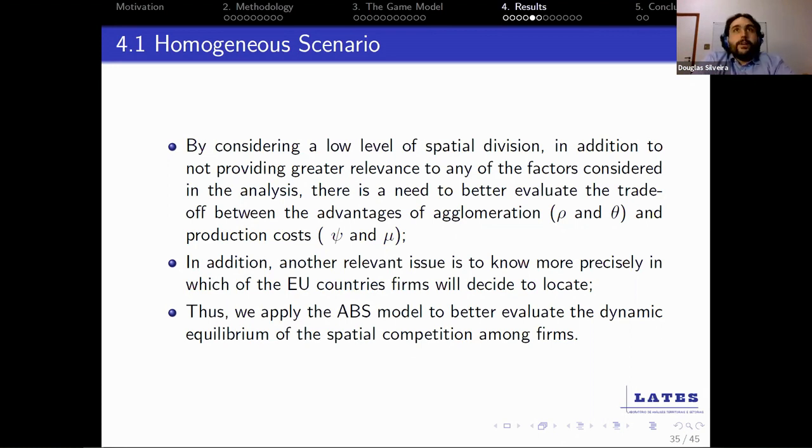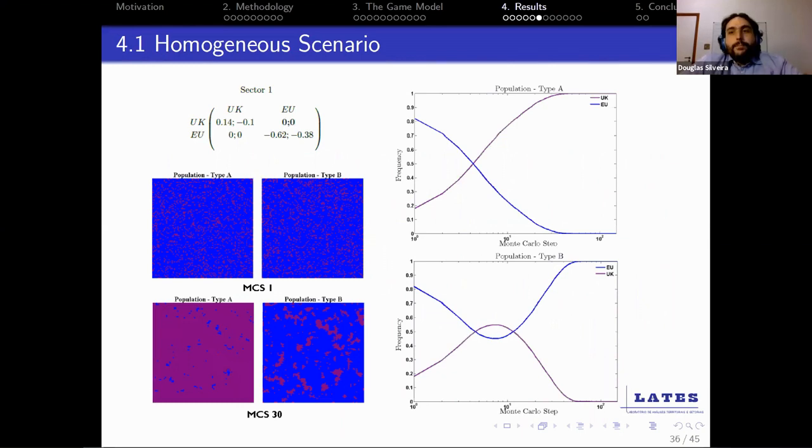So in addition, another relevant issue is to know more precisely in which of the European Union countries firms will decide to locate. That's why we use this ABS model, the agent-based model approach, to better evaluate the dynamic equilibrium of the spatial competition among firms. So here, I'm just providing a match between the replicator dynamics approach and the agent-based model approach. We got the same result, even using the replicator dynamics and the agent-based model. So we observed a good level of agreement between the techniques.